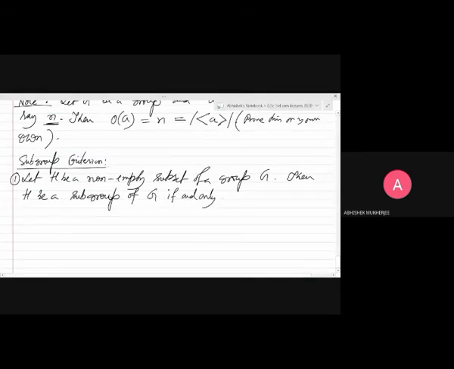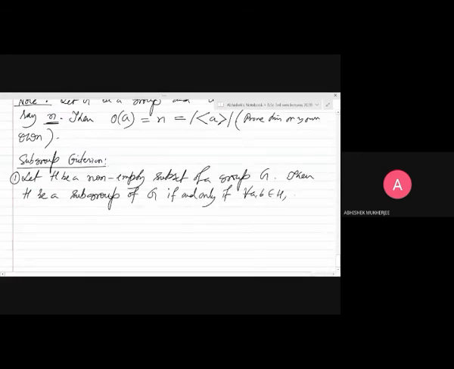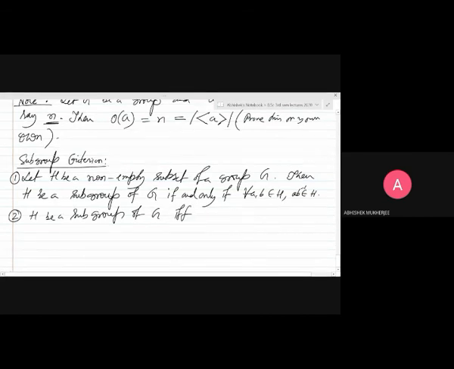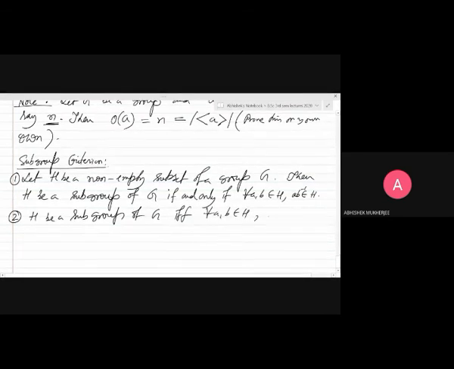for all a comma b belongs to H, a b inverse belongs to H. Or number two, H is a subgroup of G if and only if for all a, b belongs to H, a inverse b belongs to H. Okay.